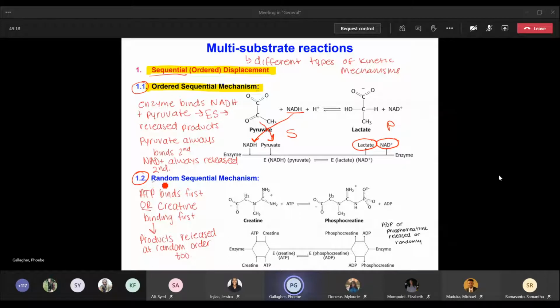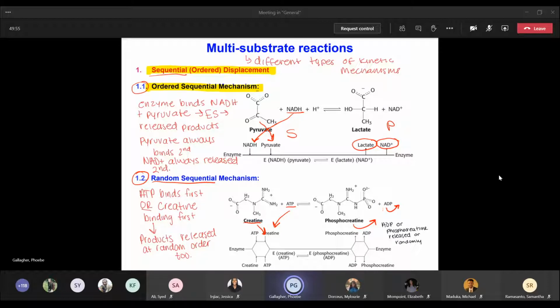Your second one is your random sequential mechanism. This is where it doesn't matter which order the substrates enter and which order the products leave. You can have it in one reaction where creatine enters first, followed by ATP. Then you have the exit of phosphocreatine followed by ADP. And then in the next reaction, you'll have ADP enter first, followed by creatine. And then maybe phosphocreatine exits first, followed by ADP. So it's just a random reaction.